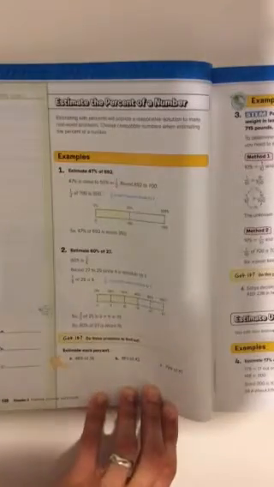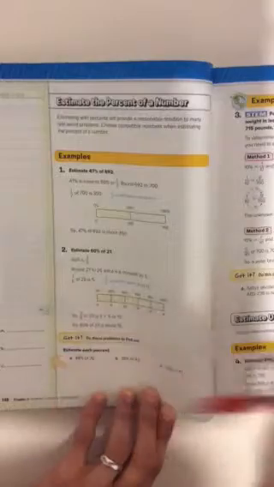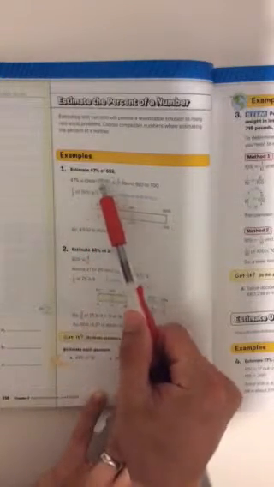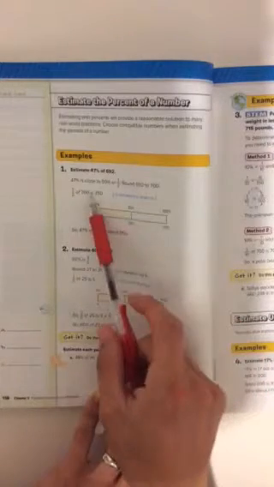Okay guys, so on this video, we are in chapter 2. We're on lesson 6, page 138, okay? And we're going to be talking about how to estimate percents of certain numbers. So here's a few examples I want to just briefly talk through.